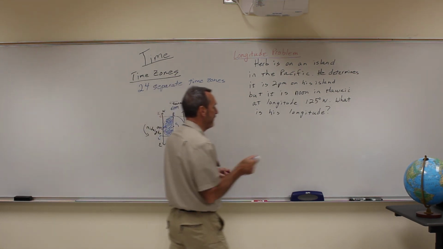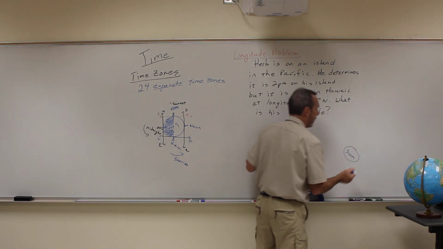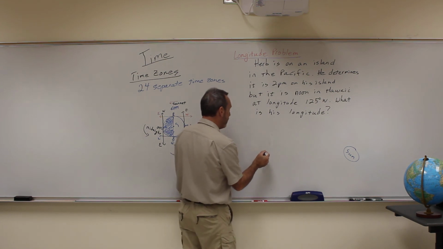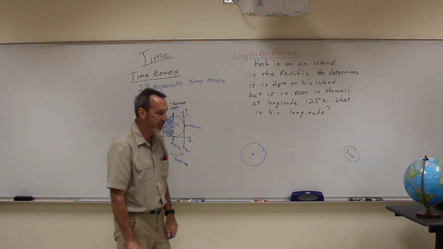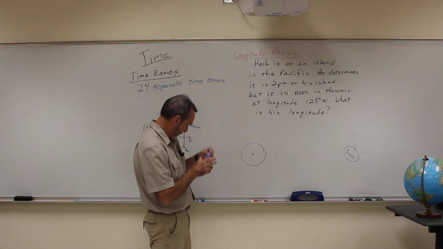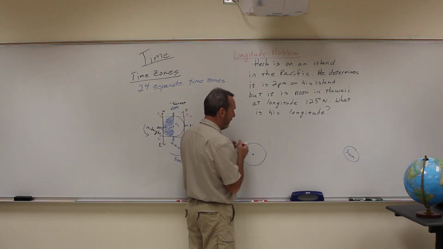This is how I want you to do these problems. It works out perfect if you do this every time. I always put the sun over here on the right. Then you draw the Earth, North Pole sticking out. And then we're going to put Herb and Hawaii at their locations relative to the sun.